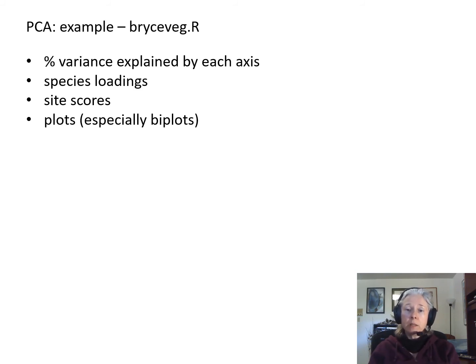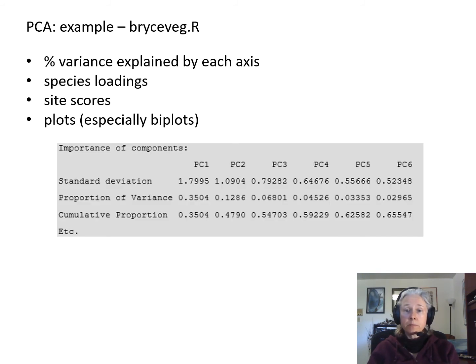And then finally, you want to make an ordination plot, especially a biplot that puts both the sites and the species on the same graph for interpretation. So, for the Bryce Canyon vegetation data set, let's go through each of these. First up is the percent variance explained by each axis.